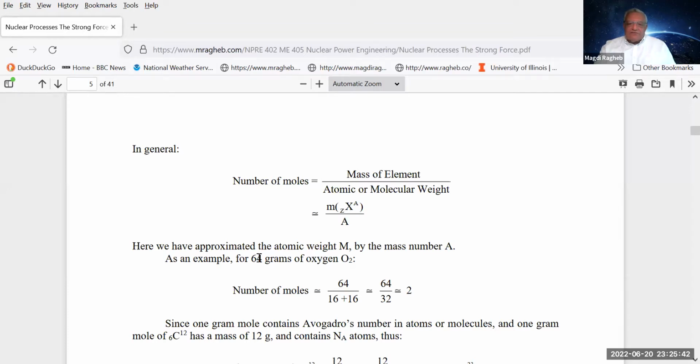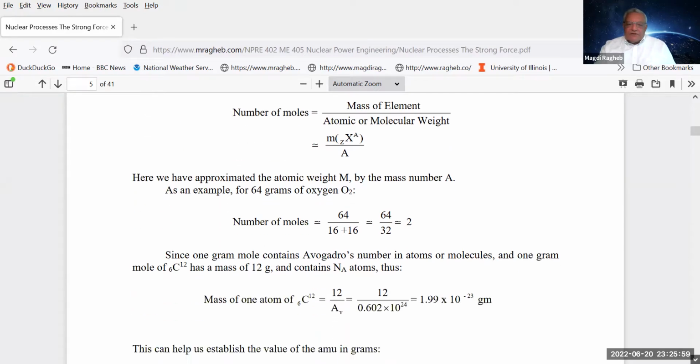For instance, if you have 64 grams of oxygen, you have two atoms of oxygen in the molecule, 16 plus 16. And if you have 64 grams, 64 divided by 32, you have 2 moles, or 2 gram molecular weights, of that oxygen.